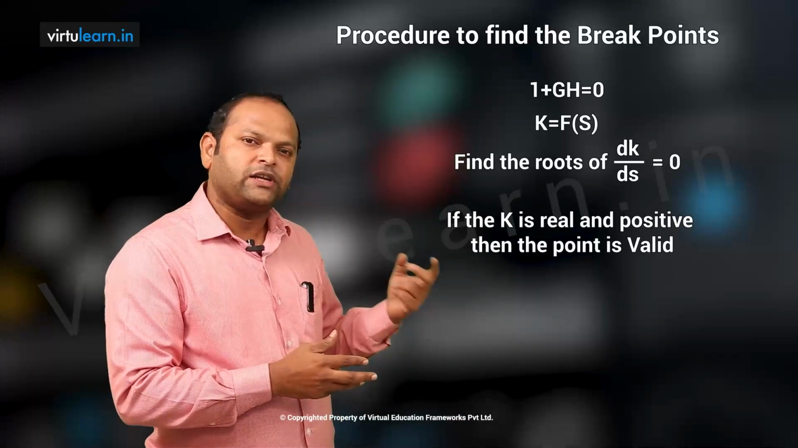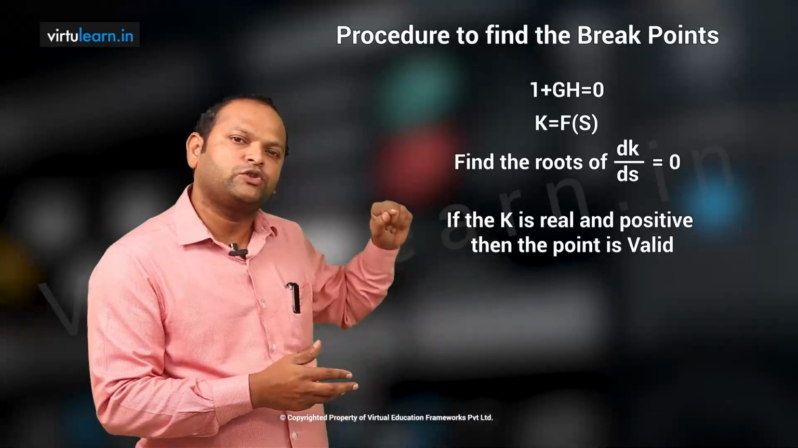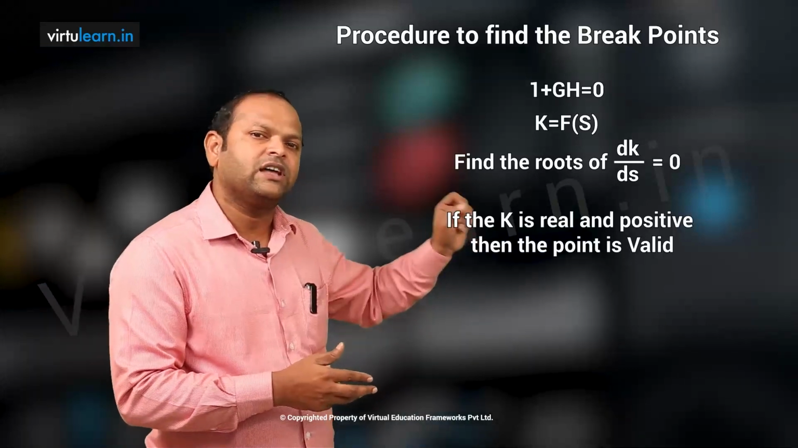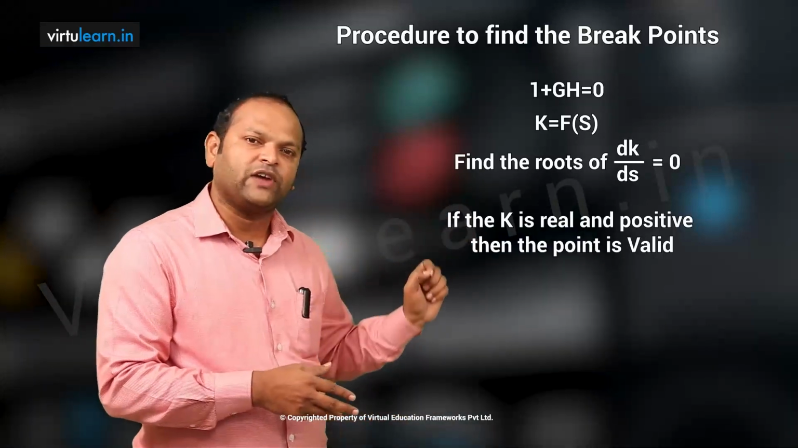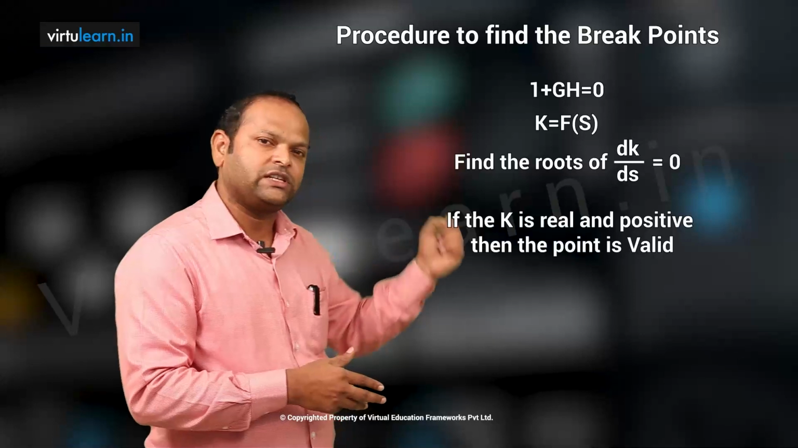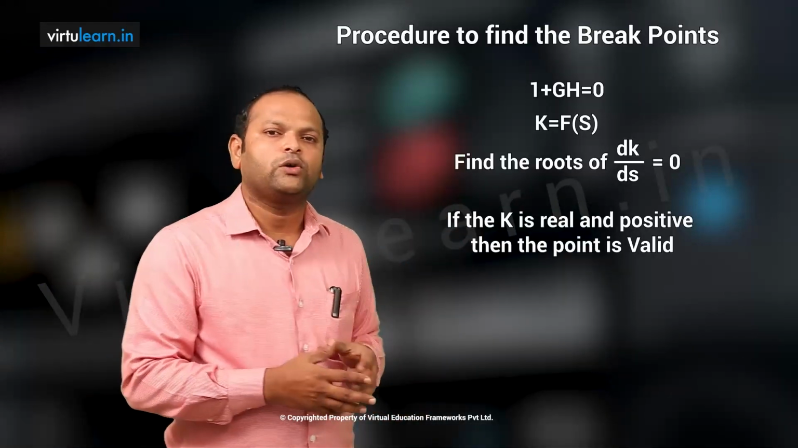These complex points always occur in pairs. Therefore, if you substitute one complex point, that is enough. If the first one is valid, the other one is automatically valid. If the first one is invalid, the other one is also invalid.